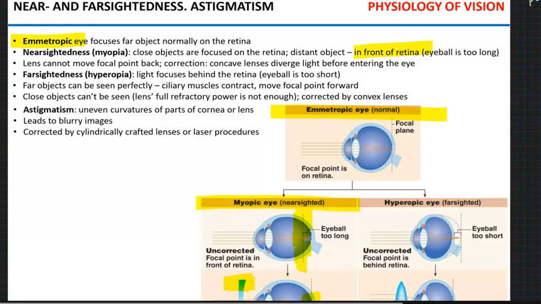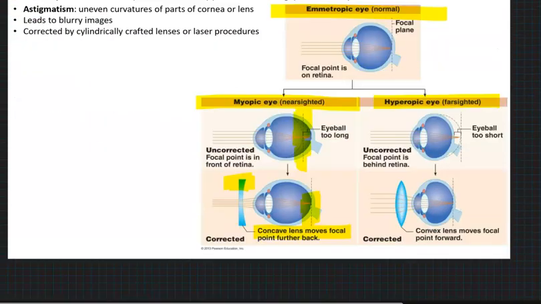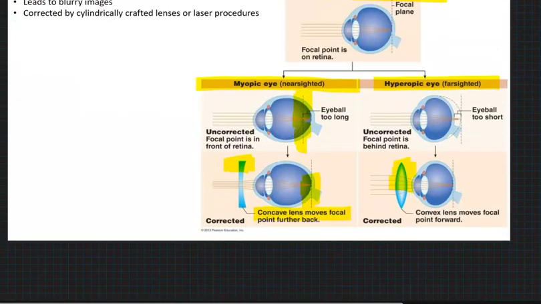farsighted? Your eyeball is too short. So you have to put a convex lens, that's biconvex, but you get the gist. And that will correct it and put the image back on your retina. So, a couple of things. You're born with that. It's the process of development.